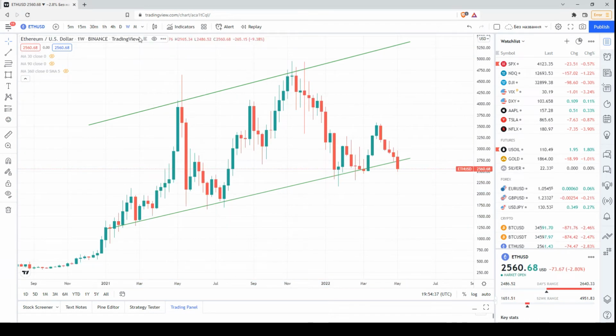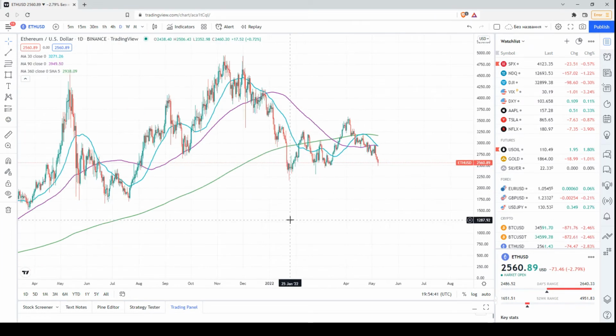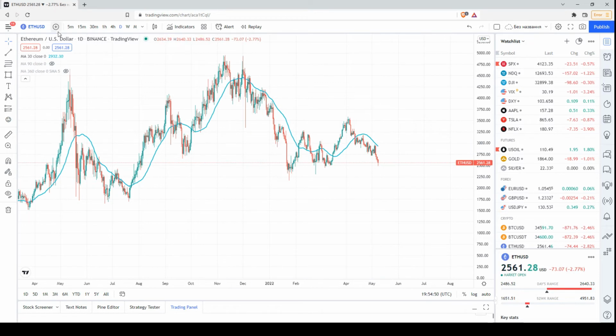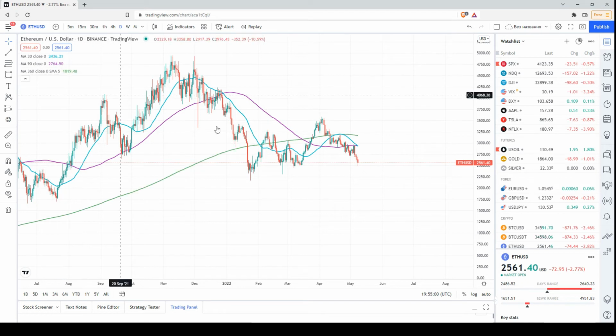Next, let's have a look at the daily chart. This is the daily chart. We have three moving averages. The price is below all these three moving averages, namely, it is below the 30-day moving average or the 1-month moving average. It is below the 90-day moving average or 1 quarter or 3 month moving average, and it is below the 1-year moving average.